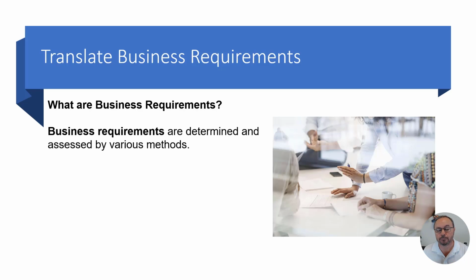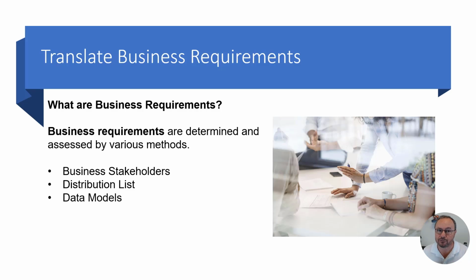Now, business requirements are determined and assessed by various methods. Now, as a data analyst, you're going to, of course, be working typically with a lot of different stakeholders. This could be your executives, this could be the application owners, this could be customers. It all is going to depend on your organization. It could be a distribution list. So, for example, it could be just simply an email list. It could be a Teams list that you use, whatever that is.